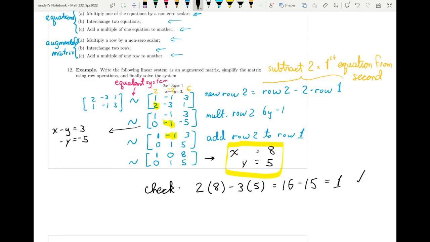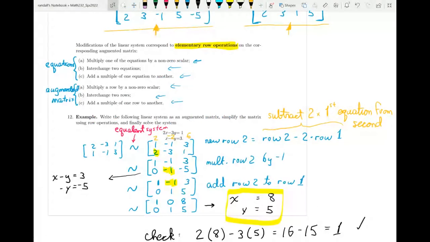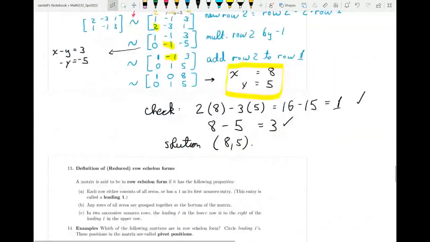So that solution, x equals 8, y equals 5, is a solution to the first equation. But I'm claiming this is the solution to the system, so I have to check the second equation. For x, I get 8 minus y, which is 5, and that is 3, and that satisfies the second equation. So this solution in terms of the two-tuple is (8, 5). That's the unique solution, obtained by applying the row operations to this system via the augmented matrix.